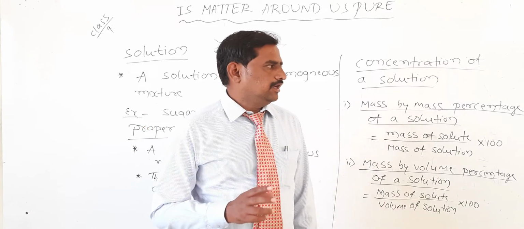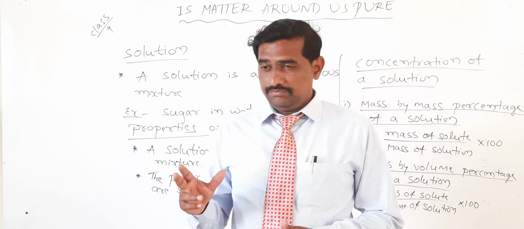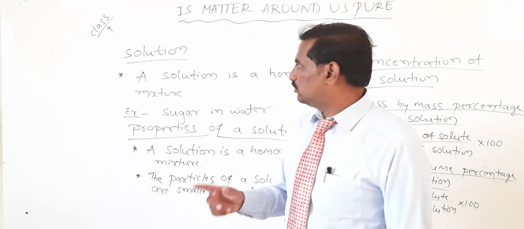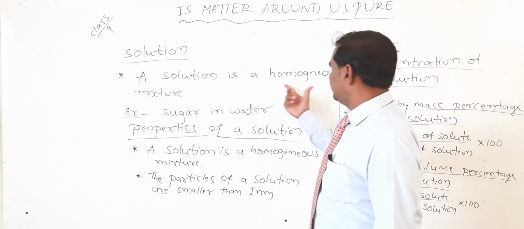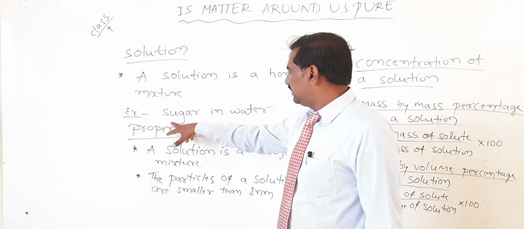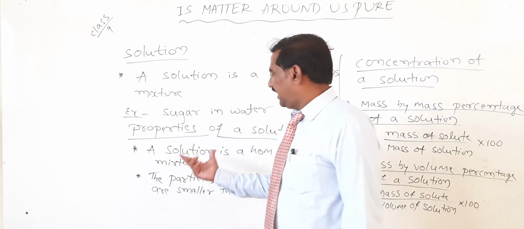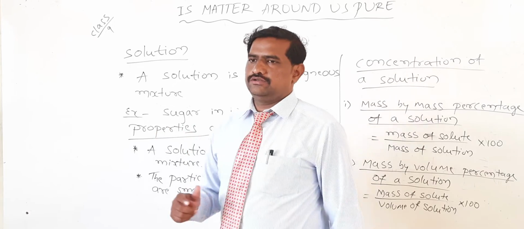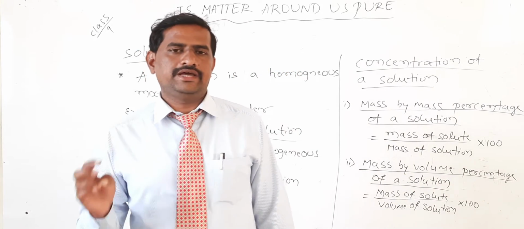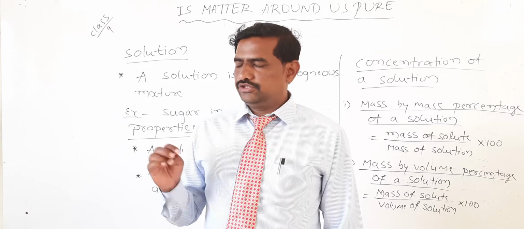Here it is a homogeneous mixture. Especially, solution is nothing but a homogeneous mixture. Example, here sugar and water. And the properties of solution carry 3 marks. What is the solution, and write the properties of the solutions.